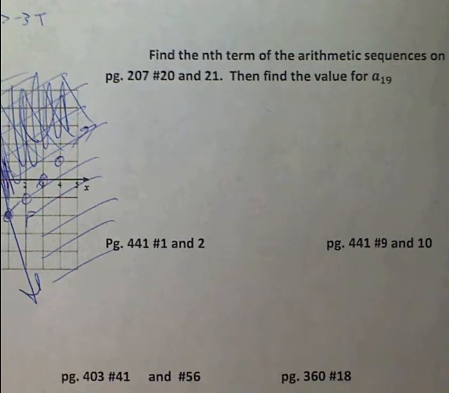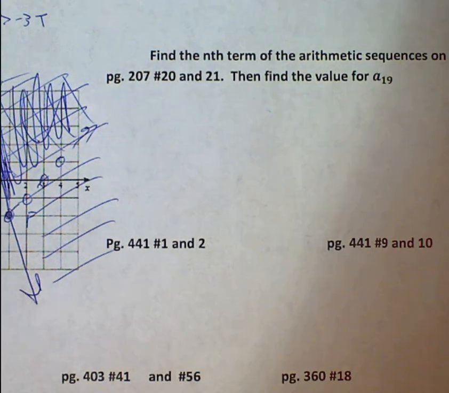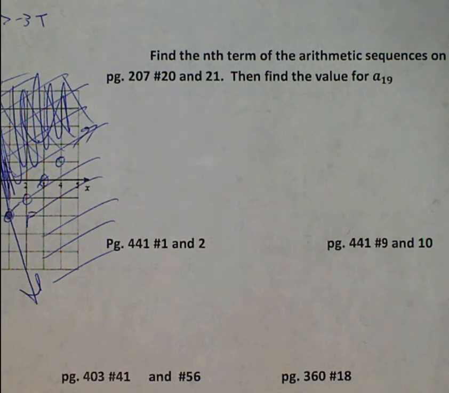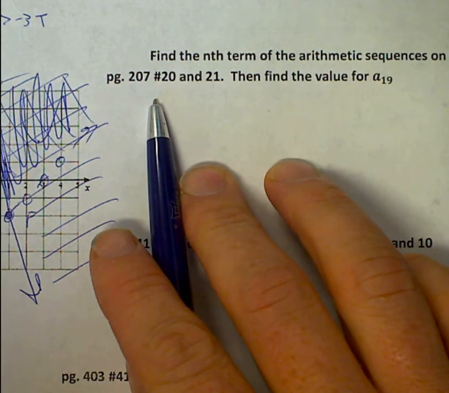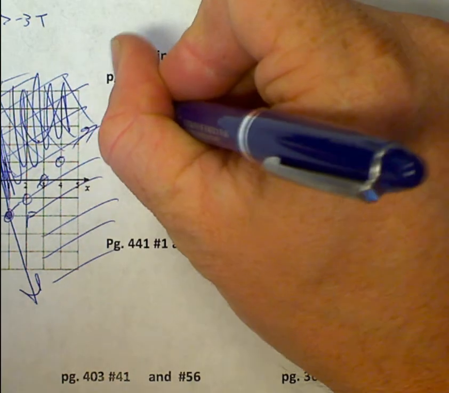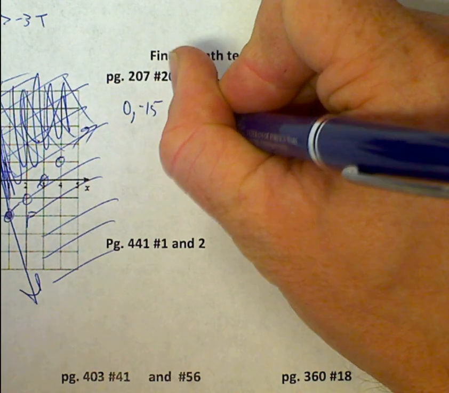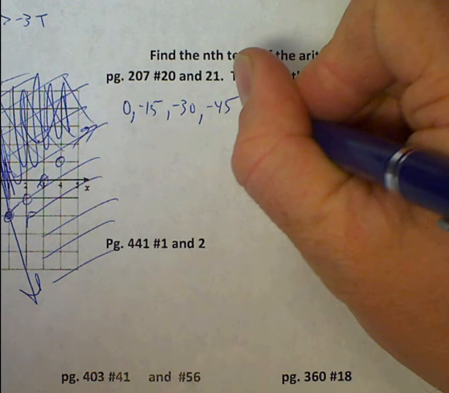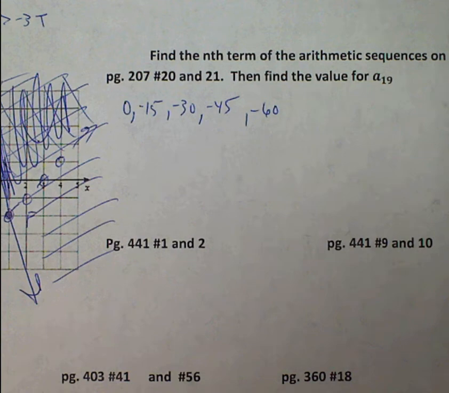Here we go. It says find the nth term of the arithmetic sequence on page 207, number 20. They give us 0, -15, -30, -45, -60. They asked me to find the nth term.